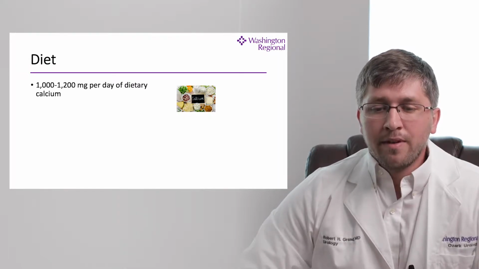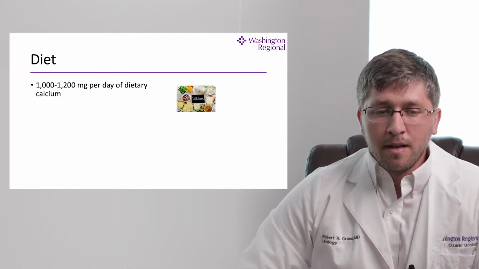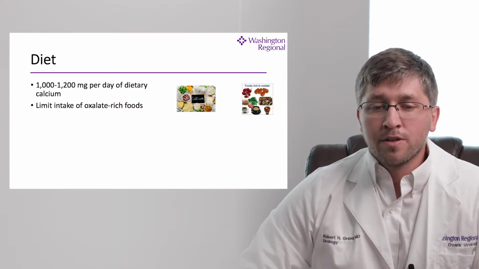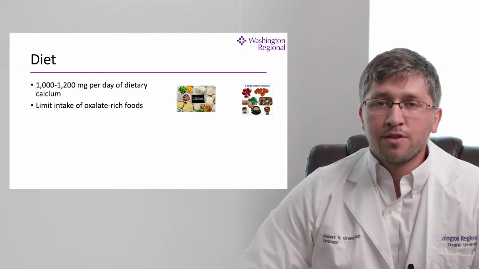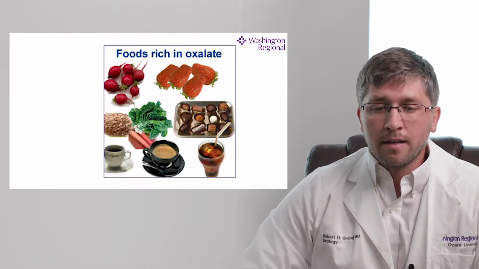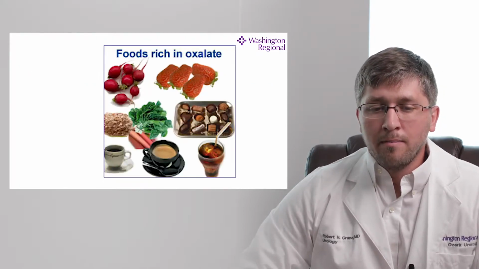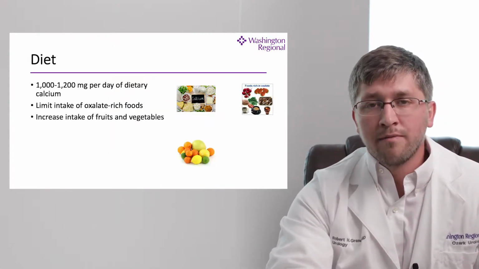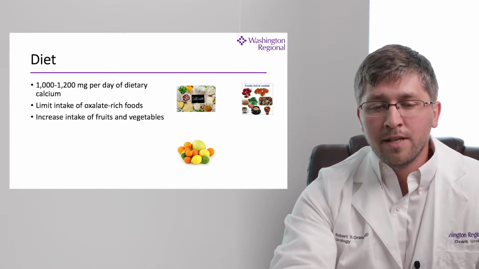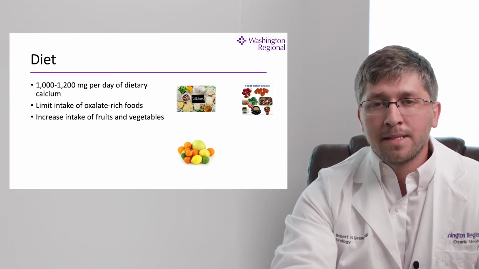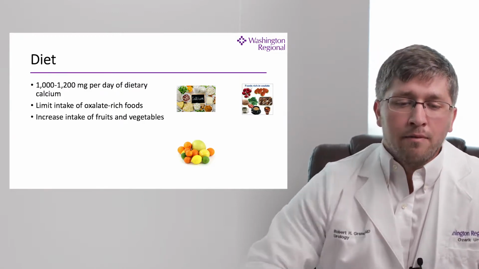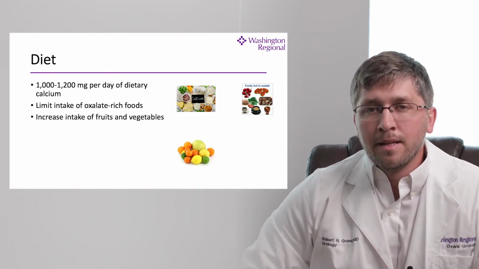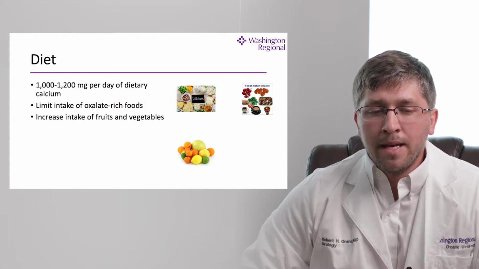Maintaining a balanced level of calcium in your diet is beneficial. Limiting intake of oxalate-rich foods is also beneficial for stone prevention. Oxalate-rich foods include chocolate, coffee, beets, and spinach. Increasing intake of fruits and vegetables can be helpful if these fruits and vegetables have potassium and citrate in them. Fruits that have potassium and citrate are lemons, limes, oranges, and bananas.